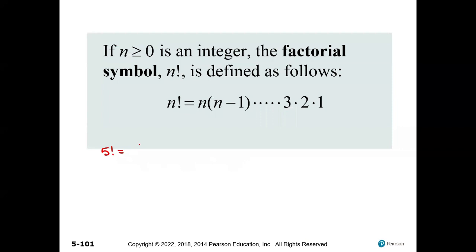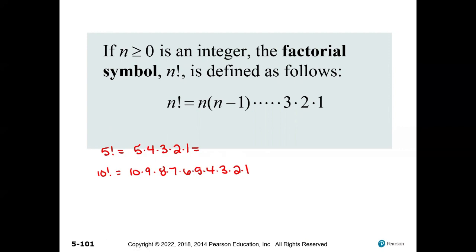5 factorial is 5 times 4 times 3 times 2 times 1. 10 factorial is 10 times 9 times 8 times 7 times 6 times 5 times 4 times 3 times 2 times 1. When you are using the calculator that I show you, it does most of this. You can type in 5 factorial or 5 exclamation point, 10 exclamation point, and it will give you the answer.